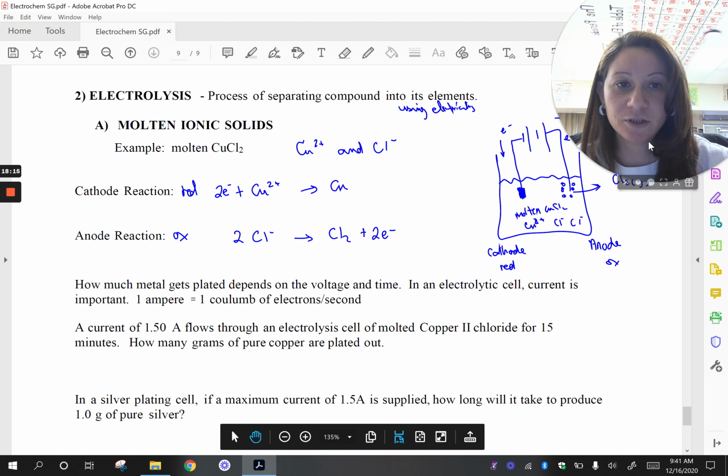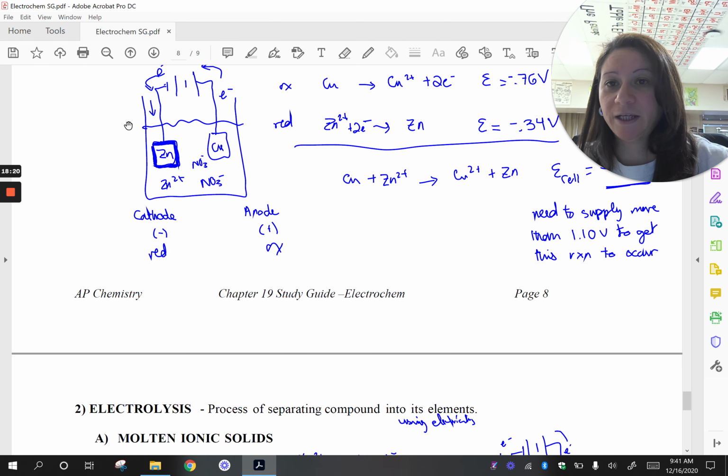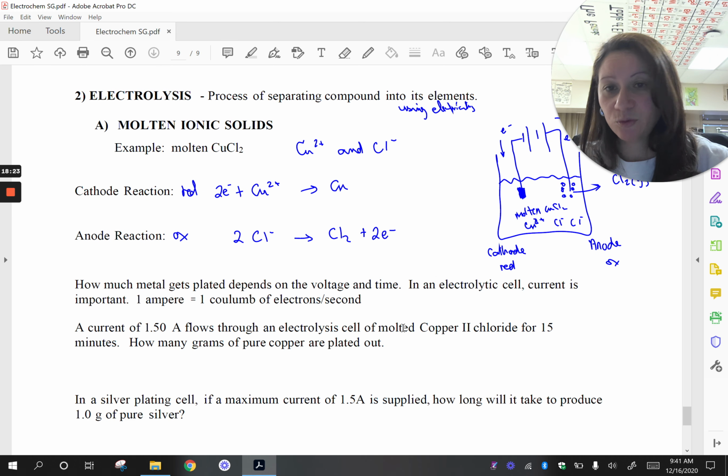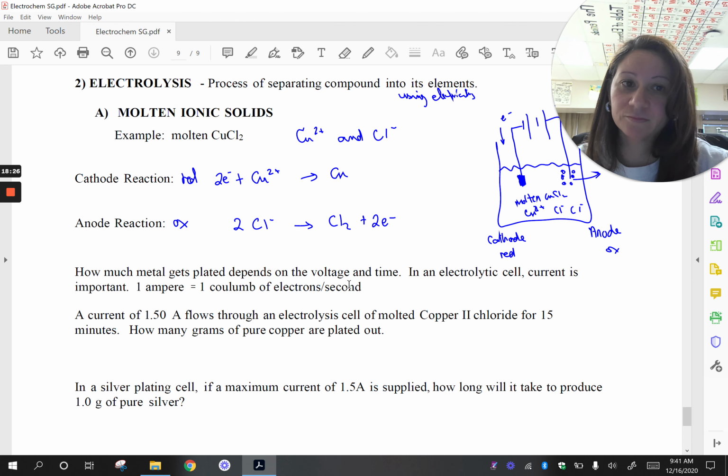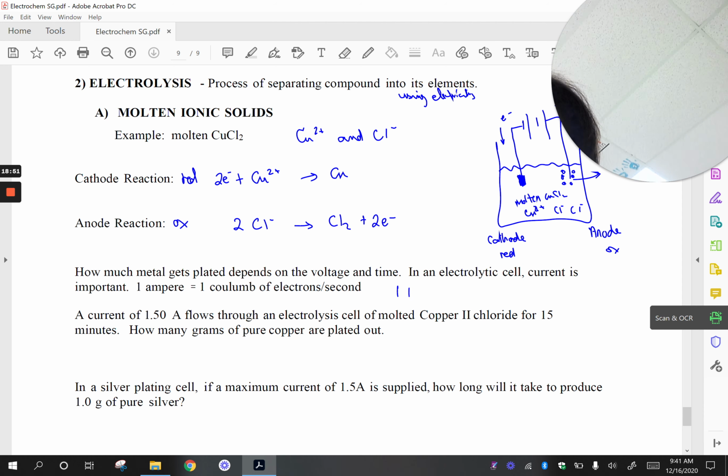Now, how much metal, how much copper gets plated, whether it's here or in an electroplating cell, depends on 2 things. It depends on the voltage of your cell, and it also depends on the time. How long do I leave it? Obviously, the longer I leave it, the more plating will occur. So in an electrolytic cell, current is important, what current I'm providing, and it's important to remember that 1 ampere is equal to a coulomb of electrons per second. Let's write that down here. 1 ampere is equivalent to 1 coulomb per second.